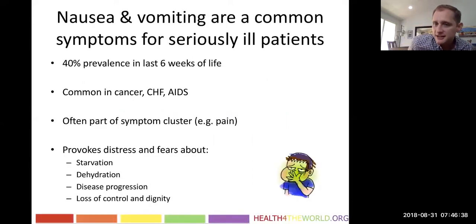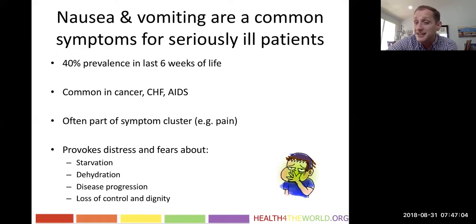Nausea and vomiting is another incredibly common symptom that we see in palliative care, and is especially common in seriously ill patients. There have been estimates that it's around 40% of patients in their last 6 weeks of life. So nearing the end of life, it's very, very common. Certainly cancer, especially GI cancers, but all kinds of cancer can cause it. And then, of course, heart failure, HIV, AIDS. And then it often can be a part of a symptom cluster.